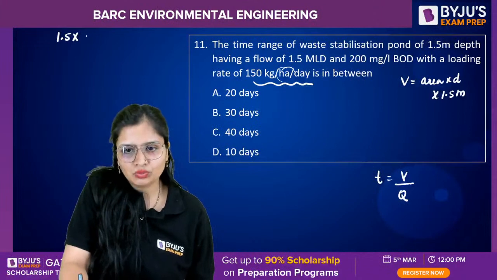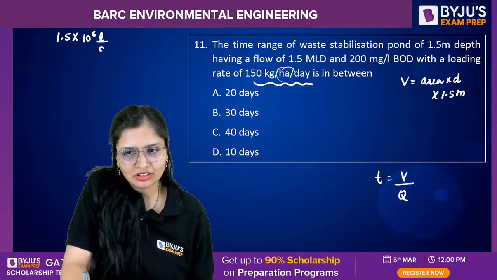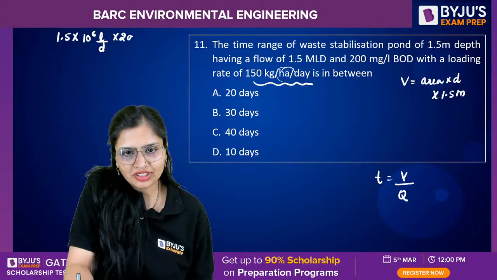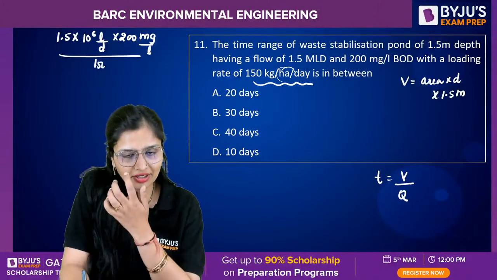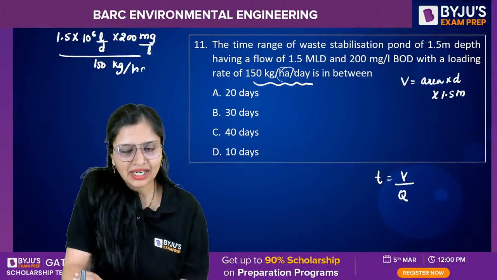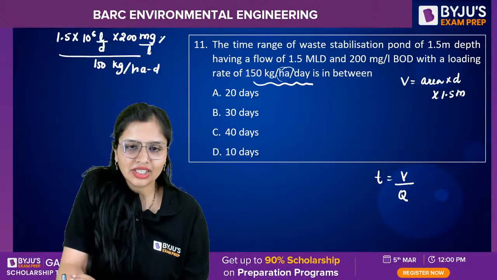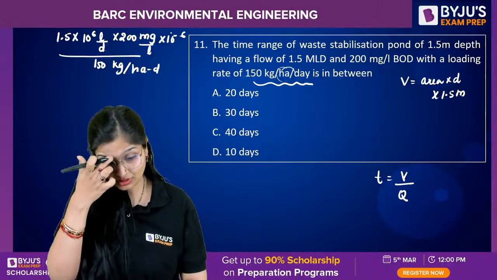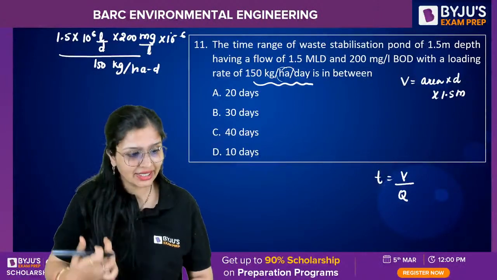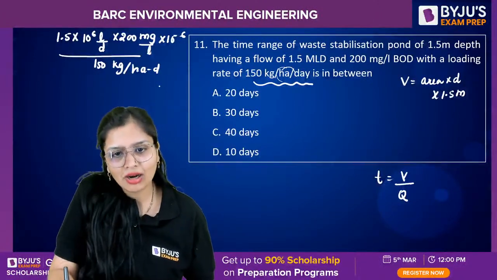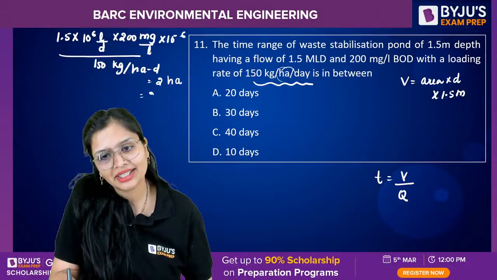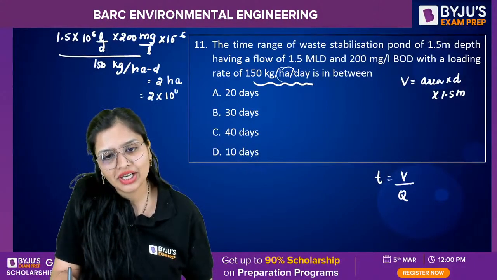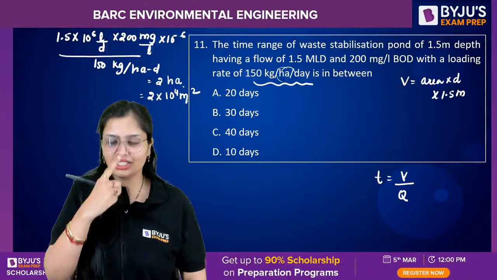1.5 into 10 raised to power 6 liters per day. This is the BOD which is entering in mg per liter, and here it is 150 kg per hectare per day. Only convert mg into kg, that's it. So guys, solve this. How much is the area coming? It will come out, just calculate it once. Everybody, 2 hectares, that is 2 into 10 raised to power 4 meters square.